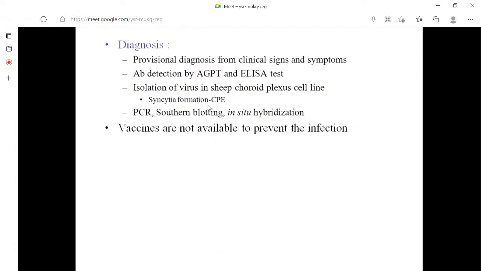Diagnosis: we can go for isolation, since syncytia formation takes place in the choroid plexus cell line. So easily we can detect it. However, it is difficult to guess the infected animals because the incubation period is very, very long. Gradually, the emaciation, shrinkage and dyspnea will be produced, and finally they will die. So PCR-based tests can also be performed. Here also the same fact: the vaccines are not available for controlling the infection.